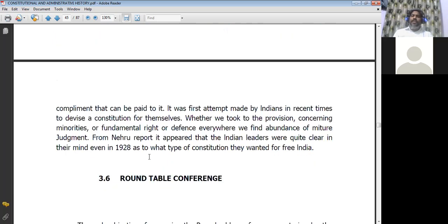It was the first attempt made by the Indians in recent times to devise a constitution for themselves. Whether we look to the provisions concerning minorities, fundamental rights, or defense, everywhere we find an abundance of material. From the Nehru Report, it appeared that Indian leaders were quite clear in their minds, even in 1928, as to what type of constitution they wanted for free India.